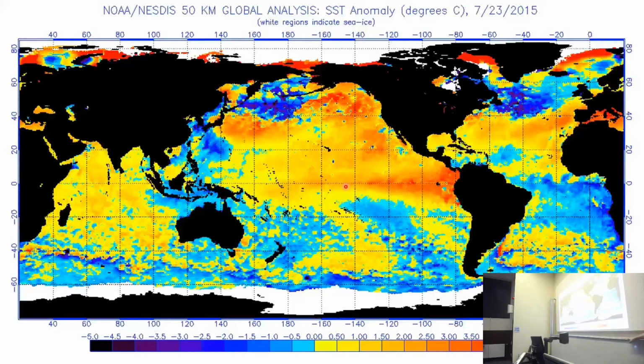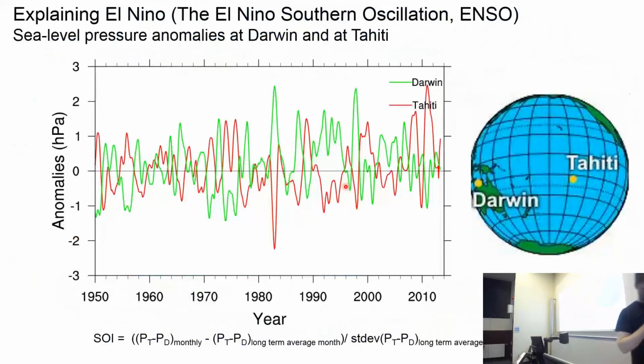So an El Niño event is basically an internal climate oscillation that happens mostly in the Pacific. And so we'll start off with how it was first investigated. So two places, Tahiti and Darwin in Australia. Tahiti is in French Polynesia, not Australia.